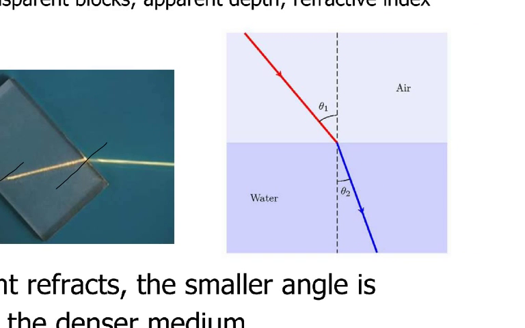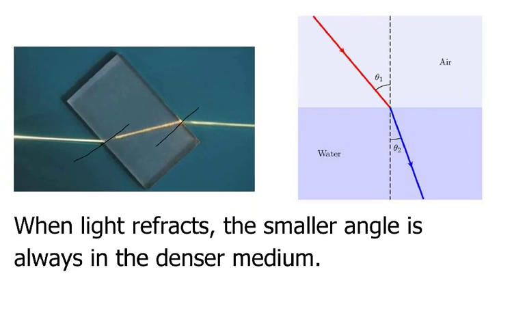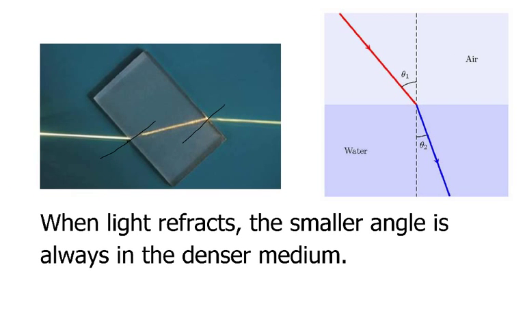Here you can see in diagram form what happens in the air, which is less dense: you have that angle. In water, which is more dense, the angle gets smaller. Notice it's coming in not at the normal line, I'll talk about that more in a bit, but coming in at some angle, changing to a smaller angle with the normal line. So the principle there: when light refracts, the smaller angle is always in the denser medium. In this case glass, in this case water.